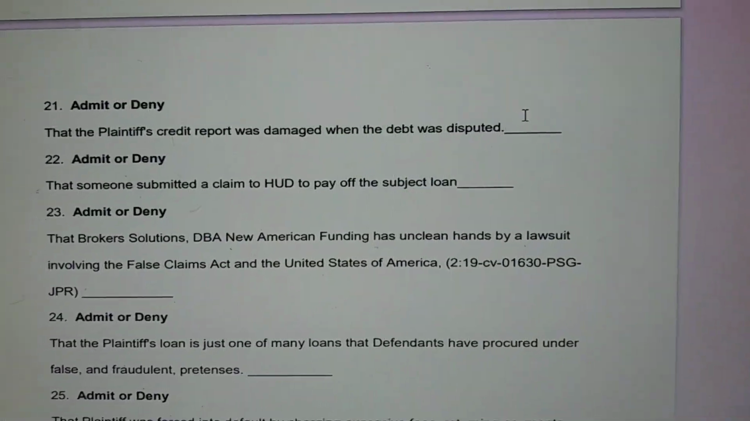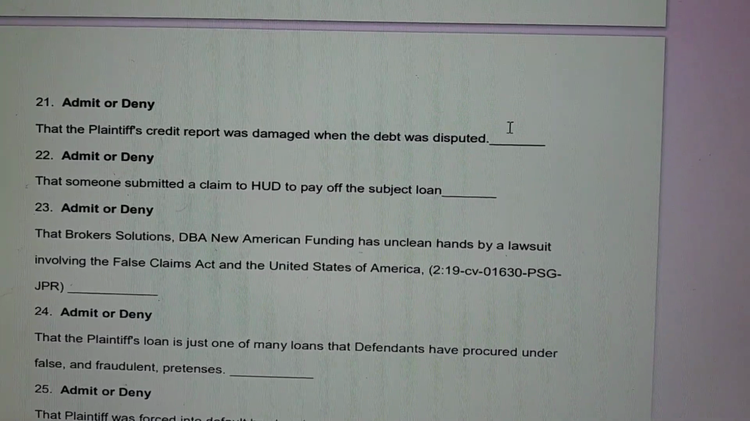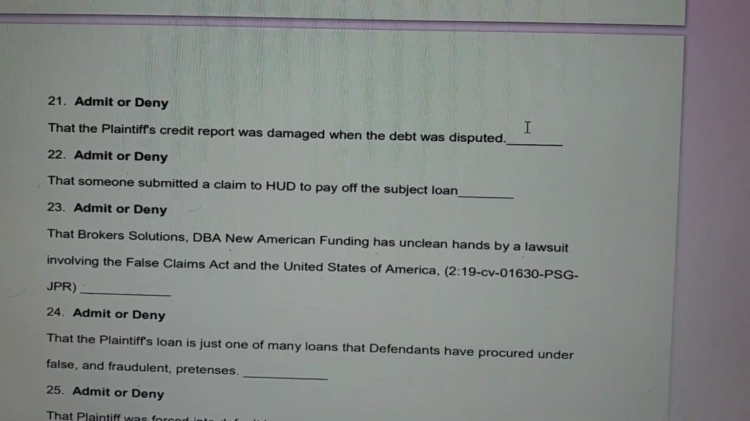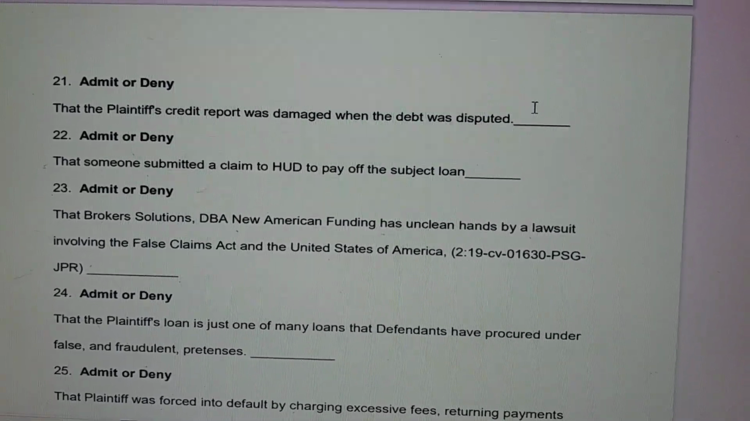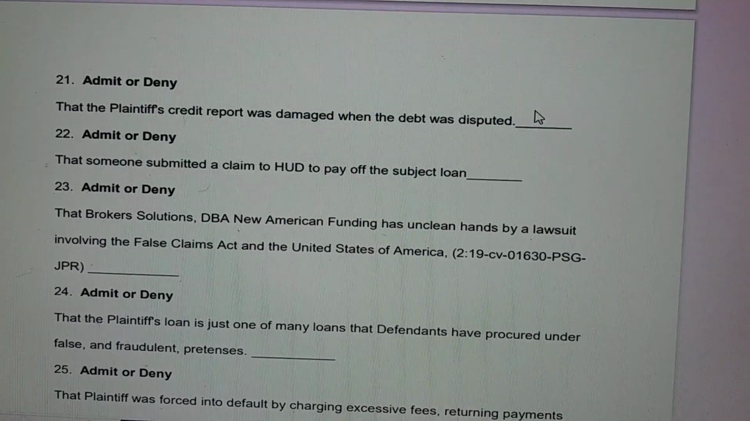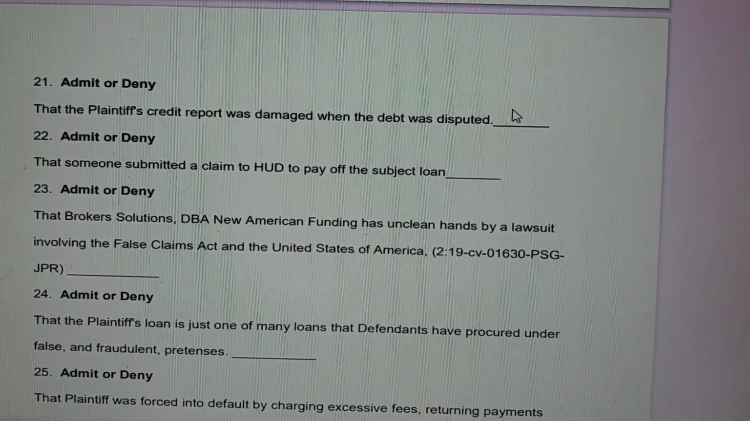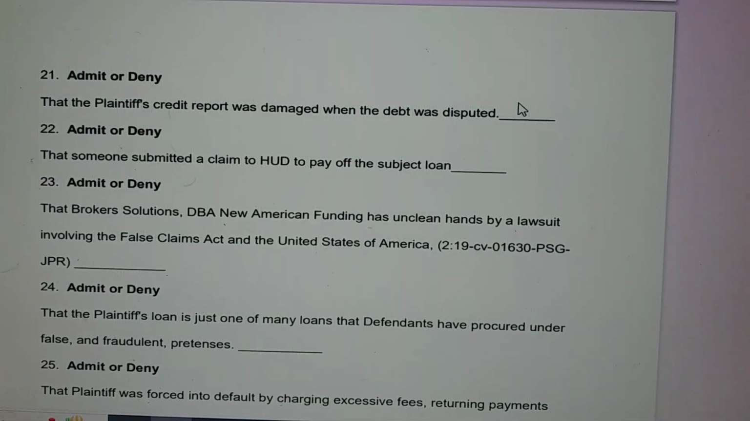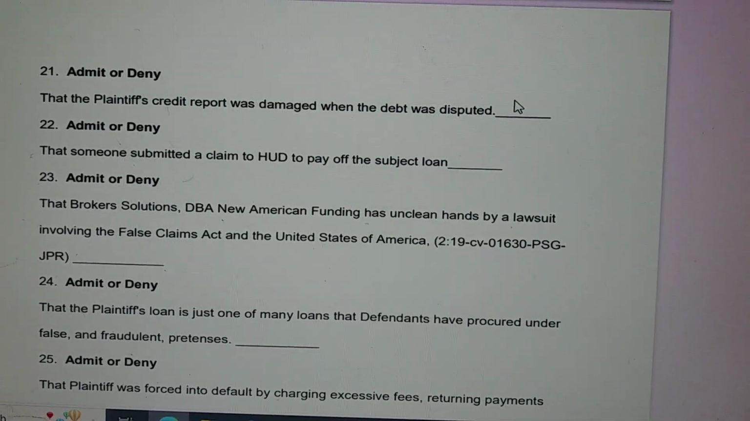Number 21, that the plaintiff's credit report was damaged when the debt was disputed. Number 22, that someone submitted a claim to HUD to pay off the subject loan. Number 23, that Brokers Solutions, doing business as New American Funding, has unclean hands by a lawsuit involving the False Claims Act and the United States of America.